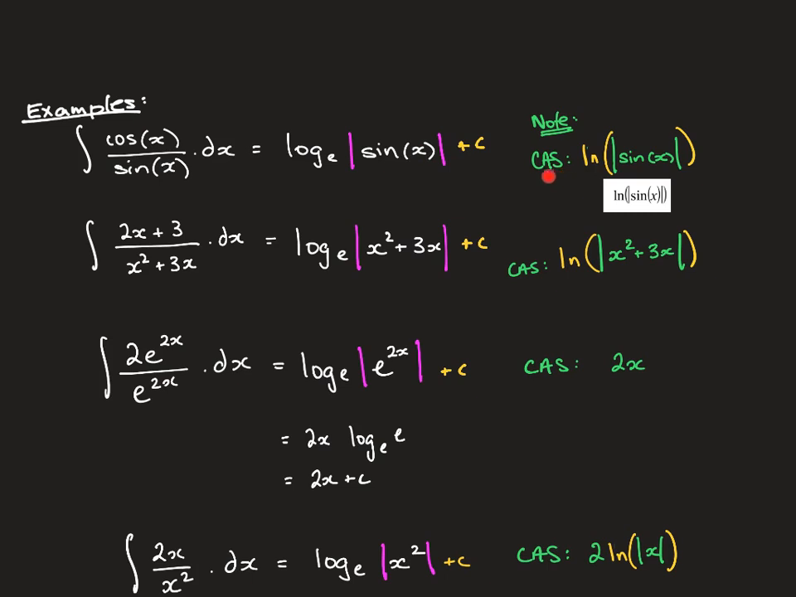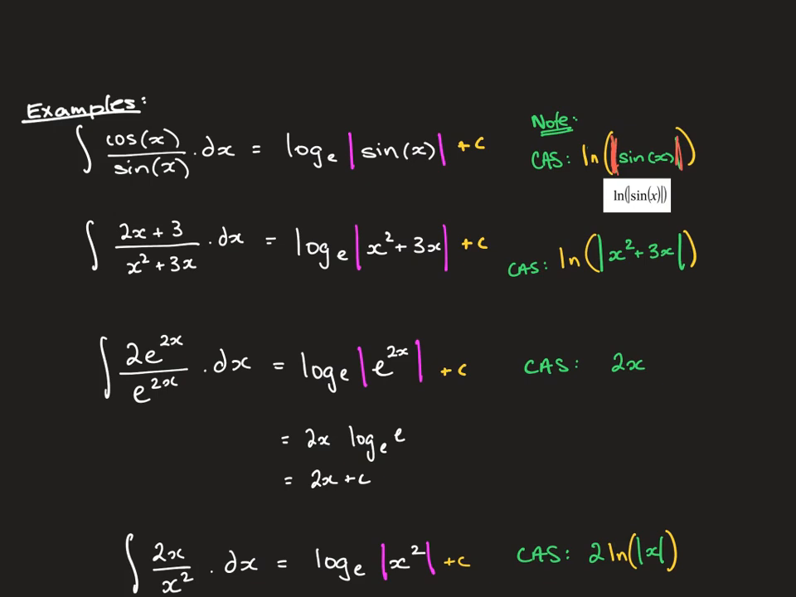Now, on your CAS, it's going to give you this as the answer: a big, massive set of straight lines and curves. What it's actually trying to show you is that it's the natural log, so log to the base e, of whole brackets, absolute value brackets, sine of x. So I should probably have those in my purple colour, but they're the absolute value function ones there.